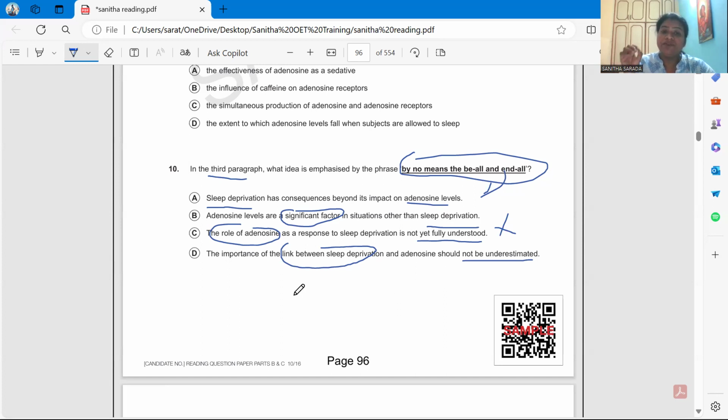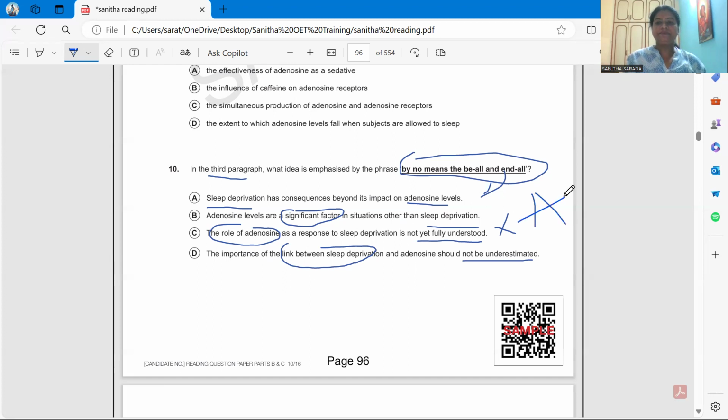The importance of the link between sleep deprivation and adenosine should not be underestimated. Somewhere you will think, yes, it should not be underestimated. But what is the context of the idea? What is the phrase mainly referring to? The meaning is that sleep deprivation has consequences beyond its impact on adenosine levels. So the answer is A.